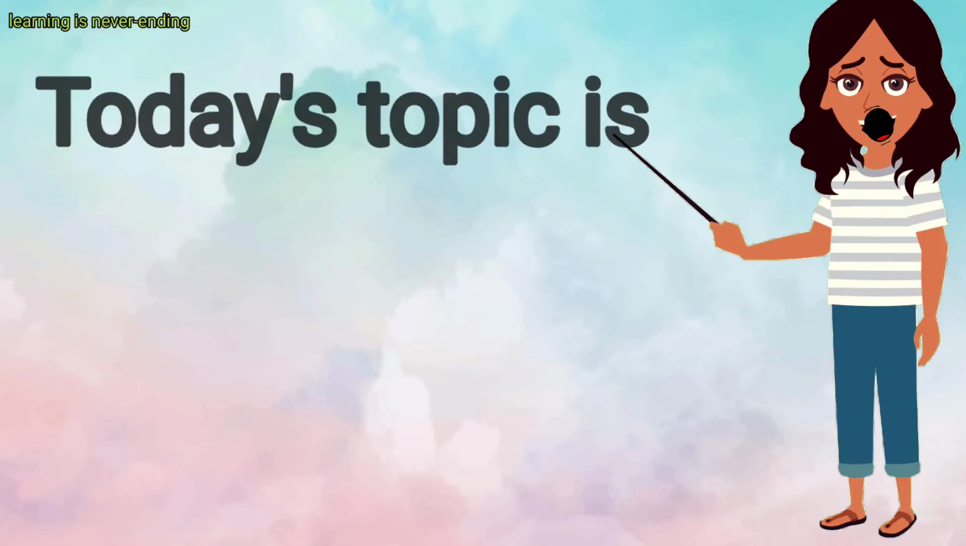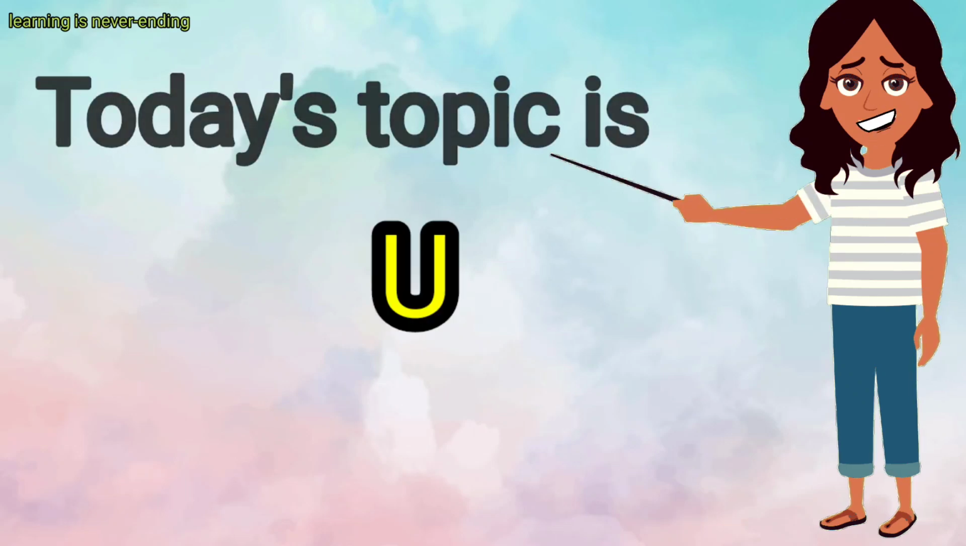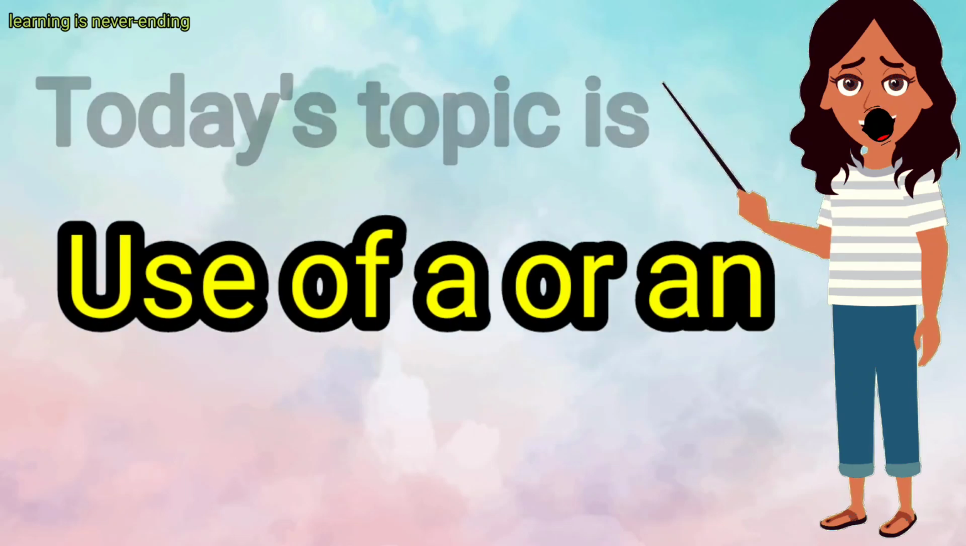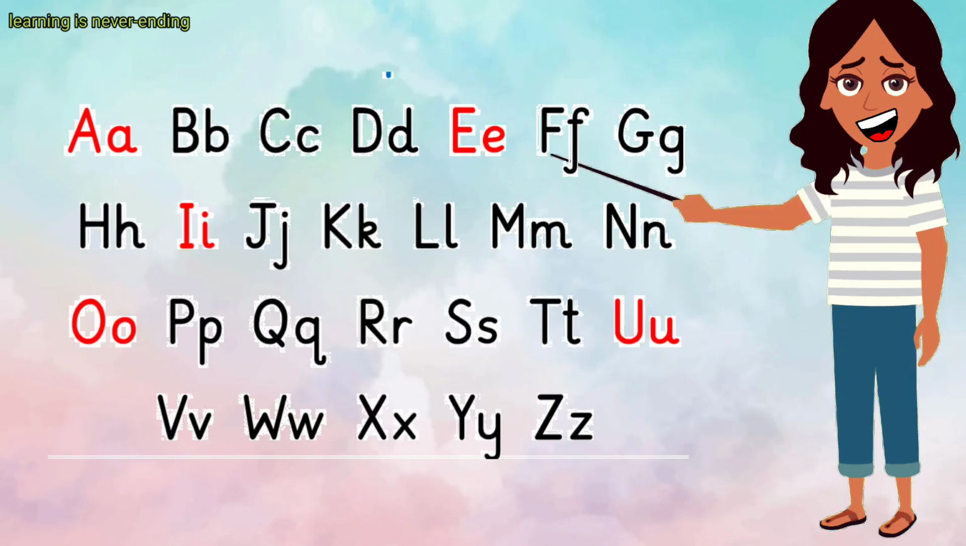Hi kids, our today's topic is use of a or an. As you all know, there are 26 letters in English alphabet. The letters which are written in red are known as vowels. Those are A, E, I, O and U.